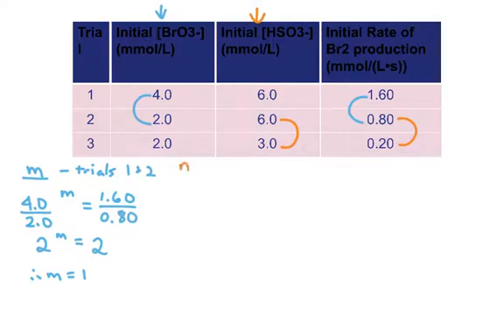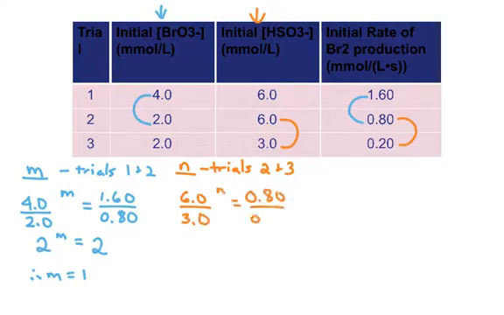So let's work it out. n is the second one. Again, I'm picking trials 2 and 3. Big number on top, 6.0 divided by 3.0, this time raised to the n, and the rates, 0.8 divided by 0.20.